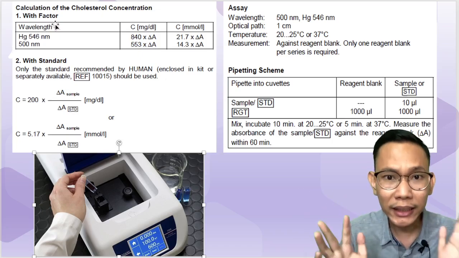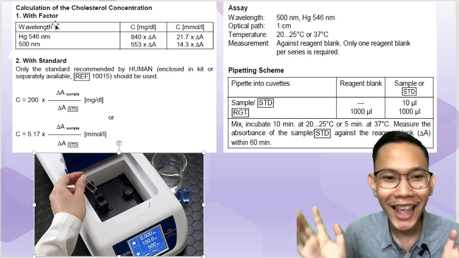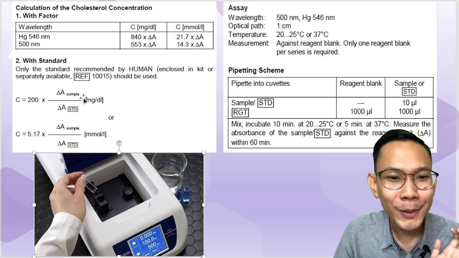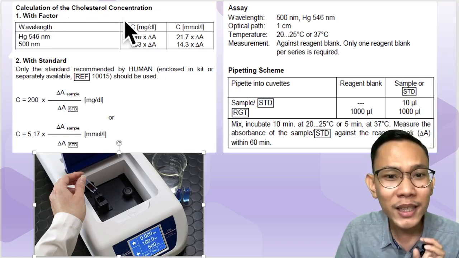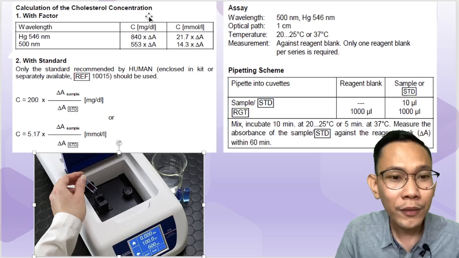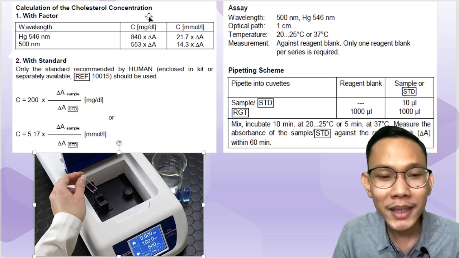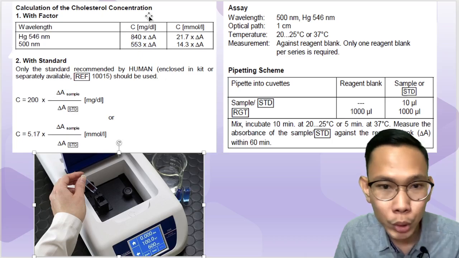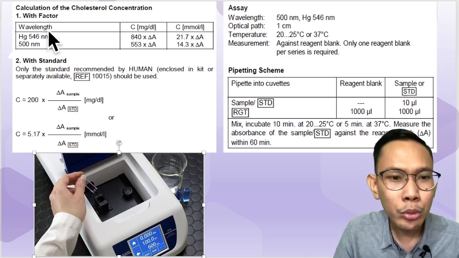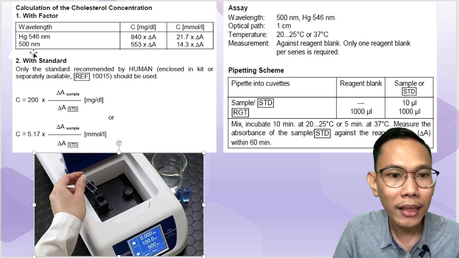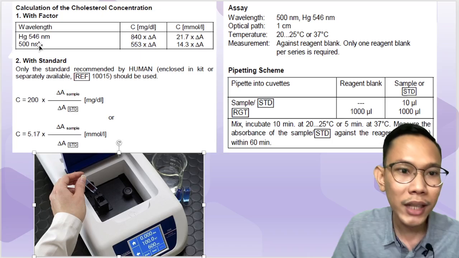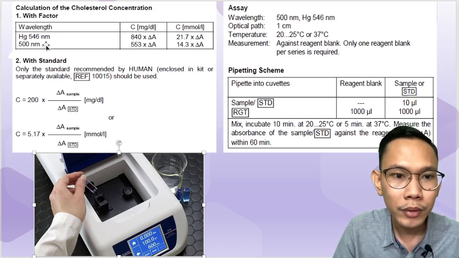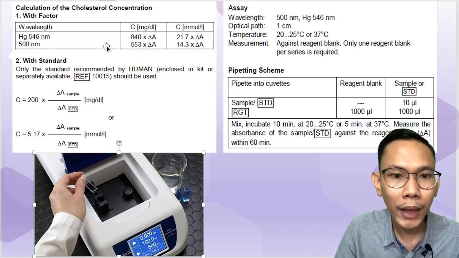Pero ang ginawa natin kanina, kumuha tayo ng absorbance ng sample and standard. Pero for the first calculation, you can already get the cholesterol concentration kahit wala ng absorbance ng standard. Paano siya kino-compute? So, i-identify mo muna kung anong ginamit mo na wavelength. Kung, Doc, gumamit ako ng 500 nanometer. Okay, ito na. 500 nanometer. Ito yung ginamit mo na wavelength.